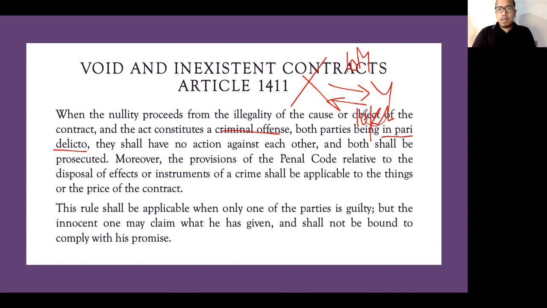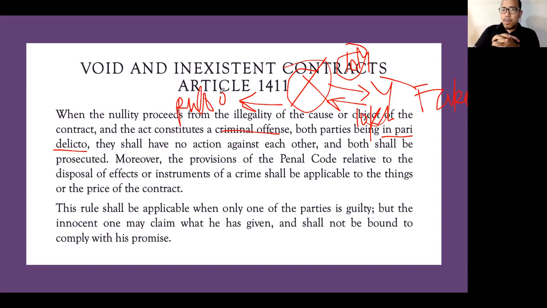After ng exchange, na-discover ni Y na yung 10 million ni X ay fake. Fake bills pala. Falsified. Peke yung mga perang binigay niya. Nung nakuha ni X yung shabu from Y, nalaman niya na ito pala ay pulbos. Pulbo lang pala yun. Powder. Or tawas lang pala. Tawas. So para sa nagkalokohan, no? They are in pari delicto, and both constitute a criminal offense.